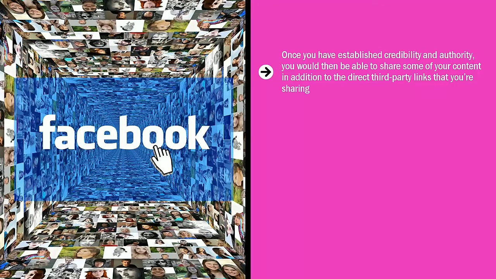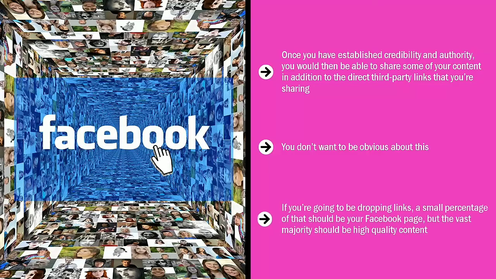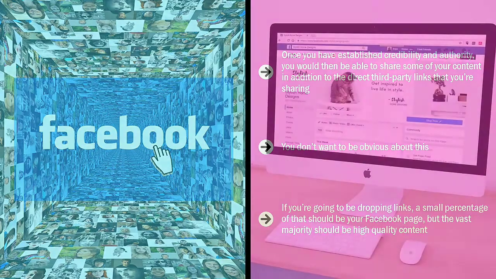Once you have established credibility and authority, you would then be able to share some of your content in addition to the direct third-party links that you're sharing. You should do that to cover your tracks. You don't want to be obvious about this. You don't want to be the account that is so transparent that people can easily see that you are just promoting your Facebook page. People don't like that. It's only a matter of time before they ban you. If you're going to be dropping links, a small percentage of that should be your Facebook page, but the vast majority should be high-quality content. It really fosters discussion. That's how you build credibility and how you are given more permission to keep posting your own stuff. You have to earn this by becoming credible first.